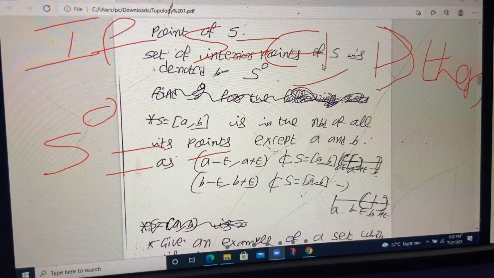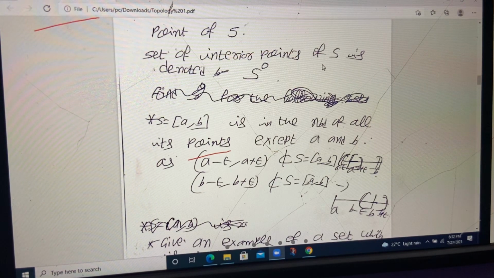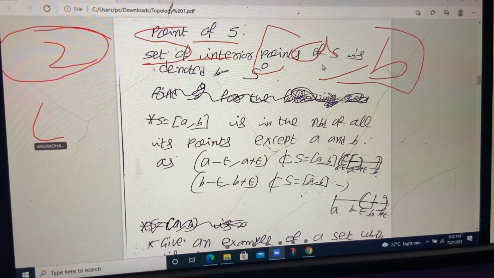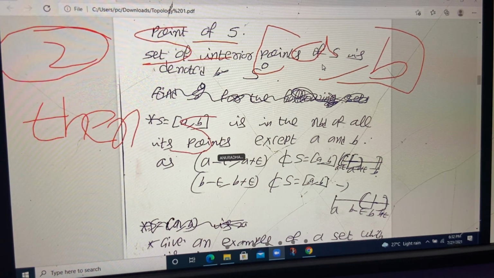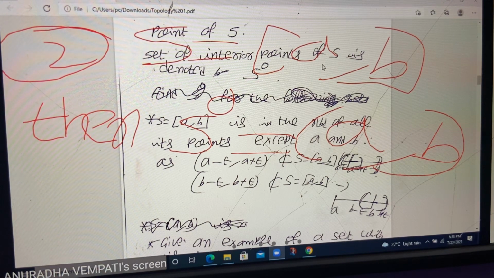Next, point number 2. If S is equal to a closed interval [A, B], then S interior is the open interval (A, B). So for a closed interval also, the interior is an open interval. If S is a closed interval, S interior is open. For an open interval also it is an open interval. For a closed interval also it is open.